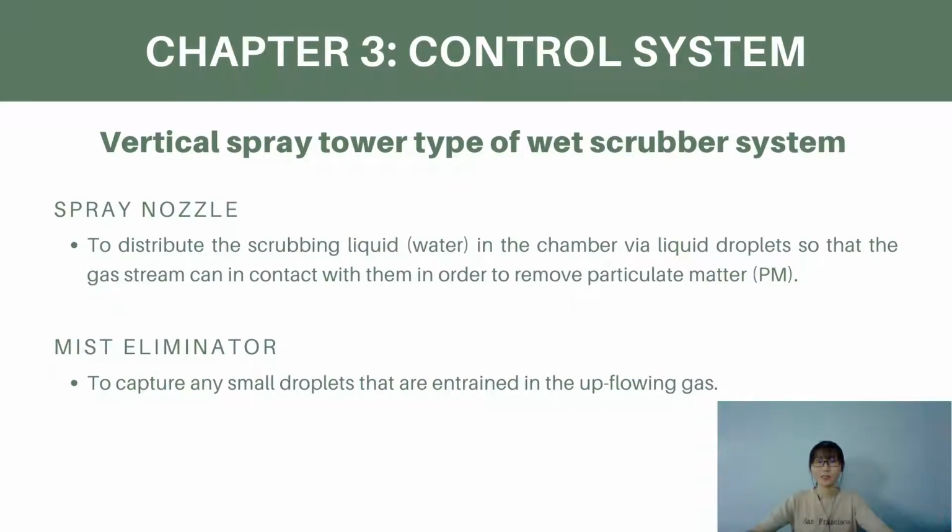In our project, we select the vertical spray tower type of wet scrubber system. It consists of a spray nozzle, which distributes the scrubbing liquid, usually water, into the chamber via liquid droplets so that the gas stream can come in contact with them in order to remove the particulate matter, PM. Another component is the mist eliminator, which captures any small droplets that are entrapped in the upflowing gas.